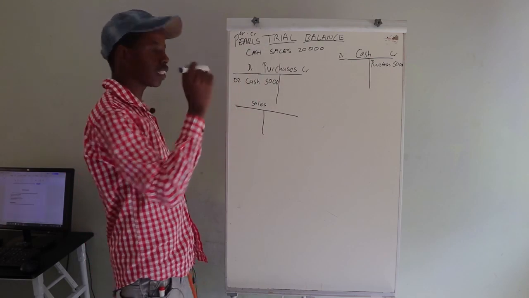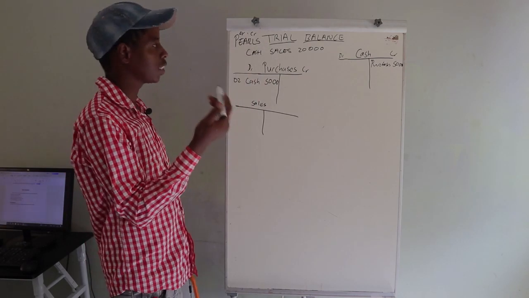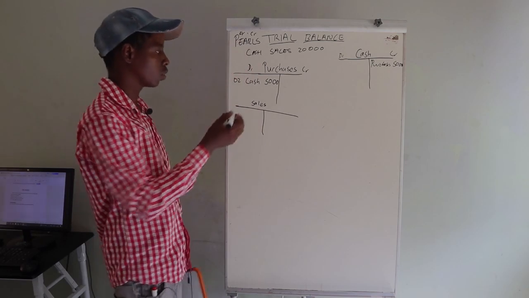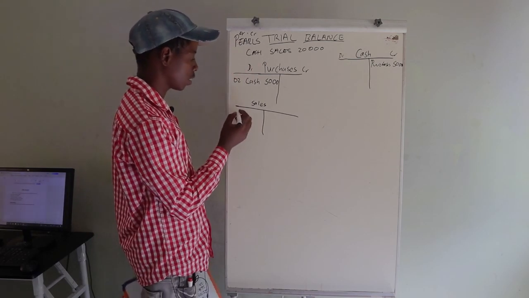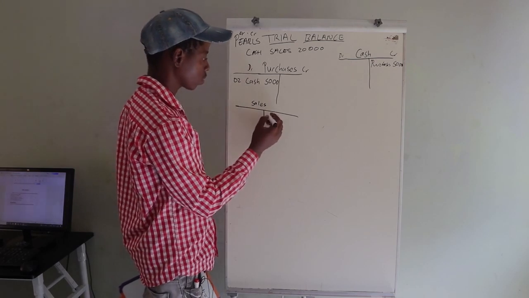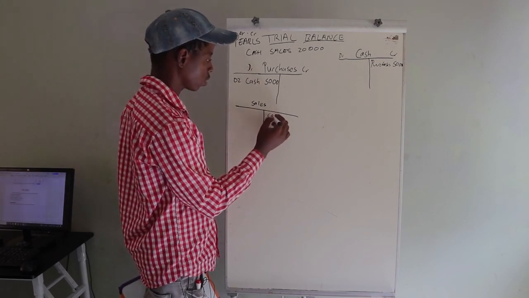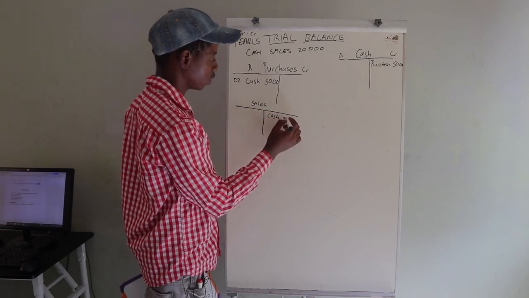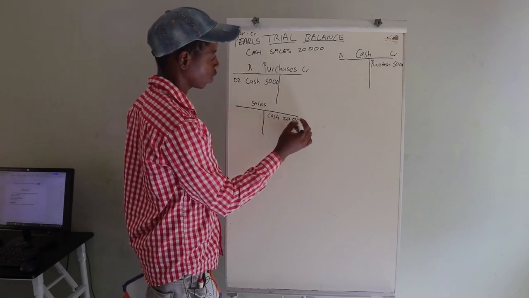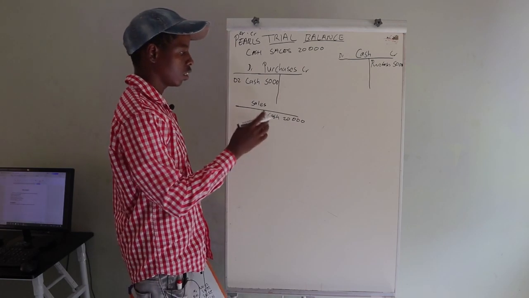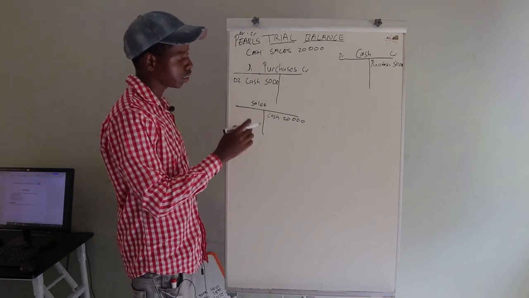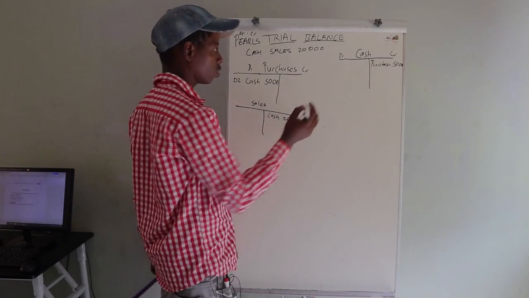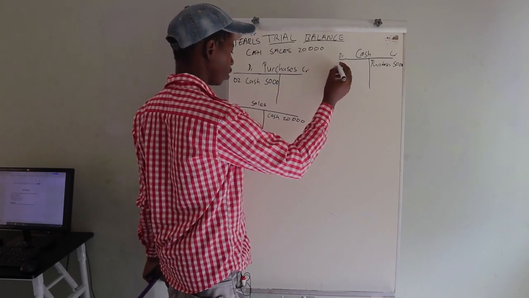But now we have sales. We know sales by nature, we have to credit it. So we're going to credit it with cash of 20,000. Since we debited cash here, now the sales comes here. We're going to credit the sales.